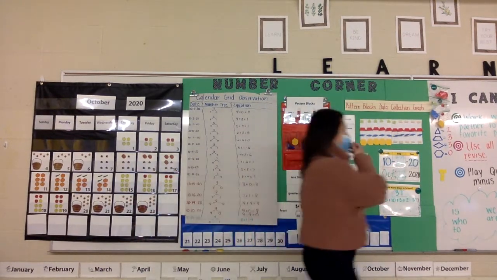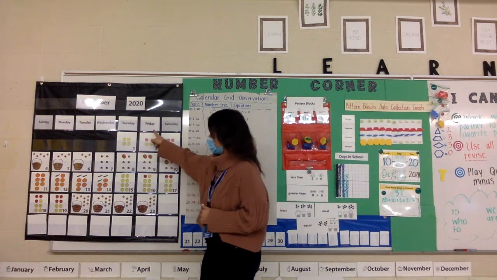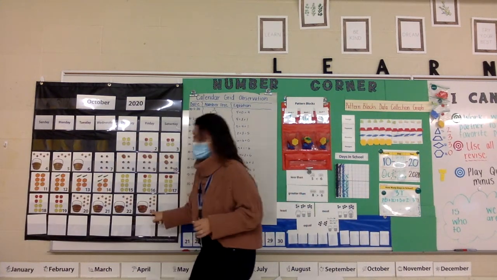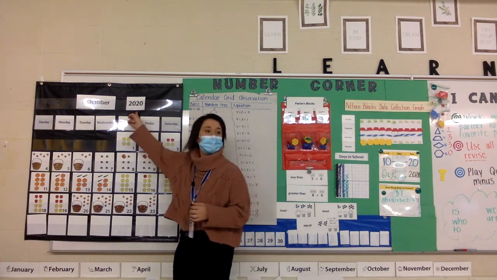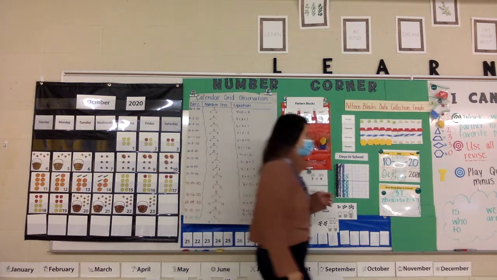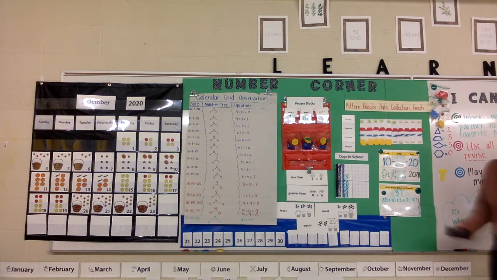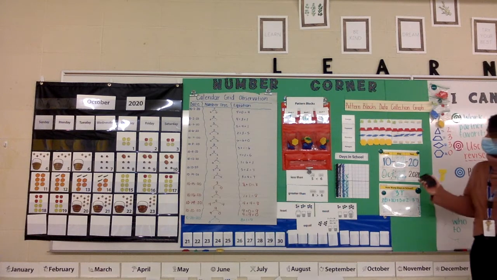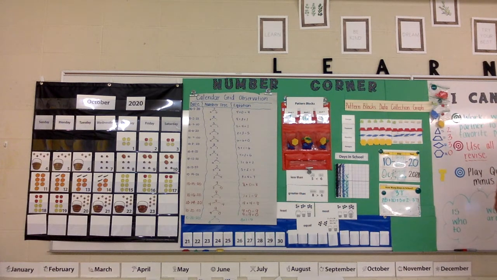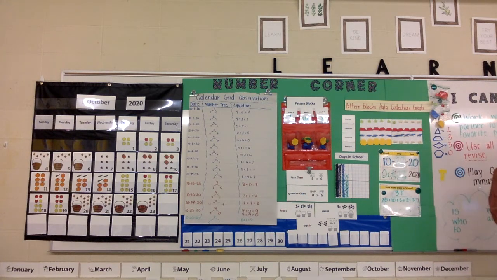Let's change our date. Help me change our date. Let's first say it. Today is Friday, October 23rd, 2020. We're still in October and we're still in 2020. So what is our date going to be? Maddie? A 2 and a 3, and you don't have to erase the 2. What 2 are you talking about? We have 2 different numbers here. You don't have to erase the front 2, just the back. What number is this, Maddie?